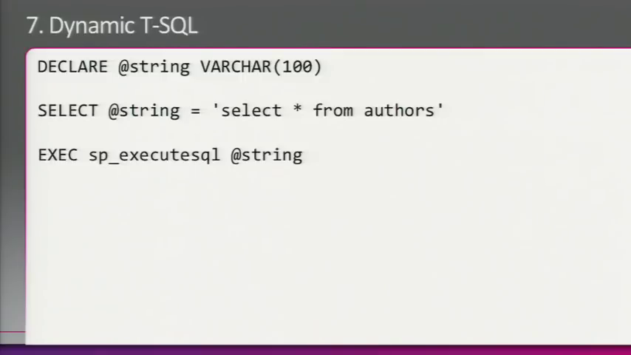So first off, in a nutshell, you're looking at declaring a string variable, like I'm doing here: declare string varchar 1,000 or 100. And I'm saying set that to select star from authors, which of course is already bad because I'm saying select star. And then I'm telling SQL Server, okay, go execute that string. Now, this is really a pretty straightforward version, and there's not a whole lot that can go wrong here.